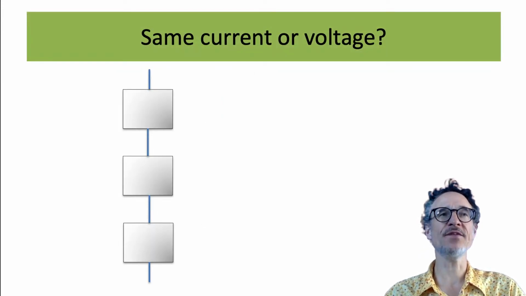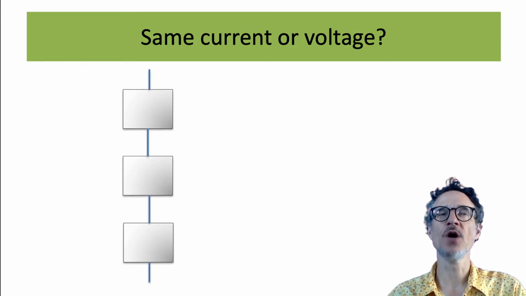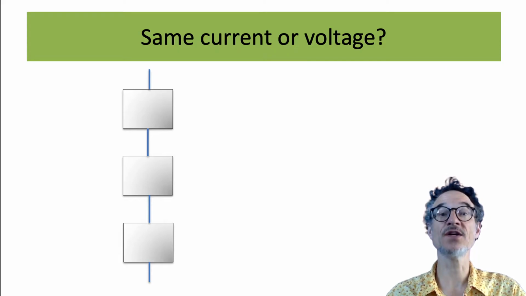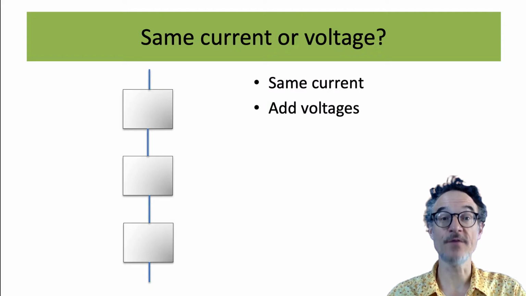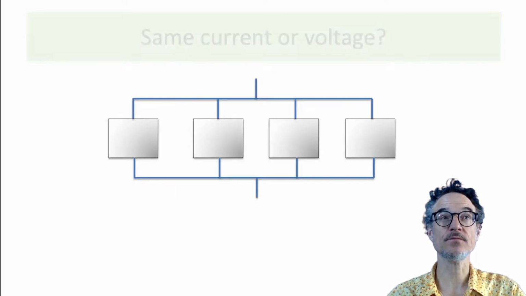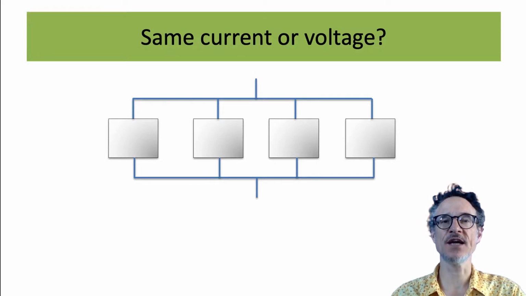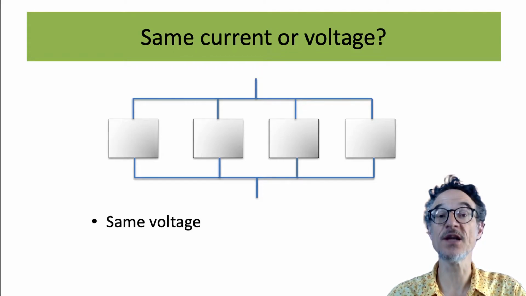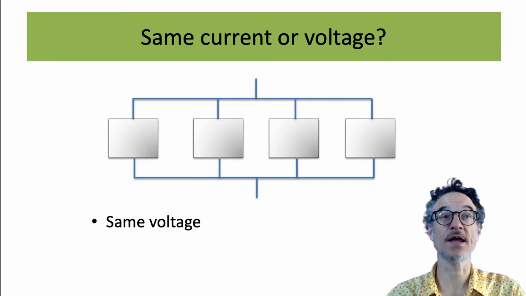So if we think about these 3 panels put together, will they have the same current or the same voltage? There's just one wire, so the wire is going to have the same current going through all the time, and we can add up the voltages of these 3 panels. That will make the voltage higher. How about in this case? In this case, we've got panels in parallel. The voltage is going to be the same, and we can add up the currents. The currents will all add together.